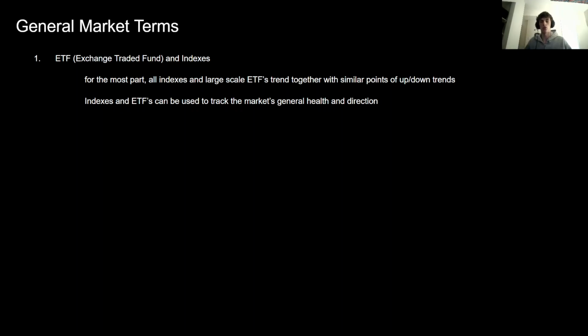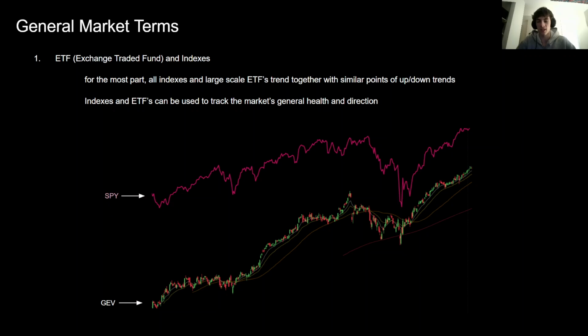the market's general direction. So an example of this would be the pink line here is SPY, and the chart here is GEV, which is just a random electrical company. You can see how well these are correlated. So when SPY goes on these huge runs up, GEV does the exact same thing. When SPY pulls back really sharply, GEV does the same thing and then flushes back up.